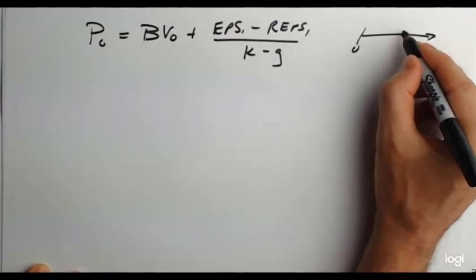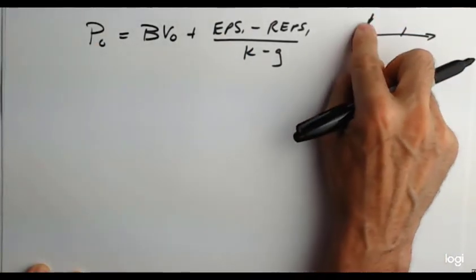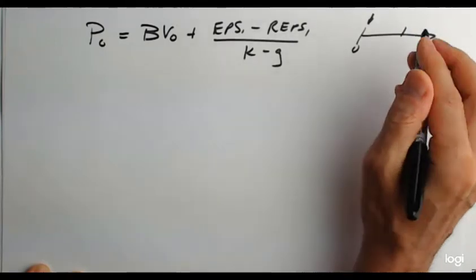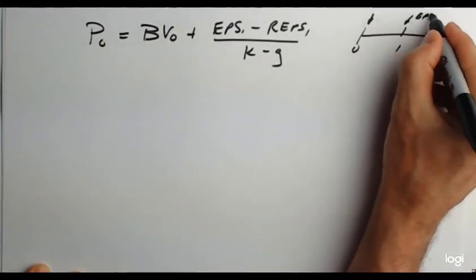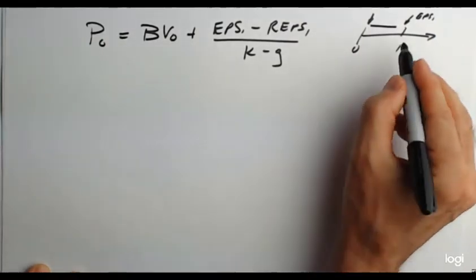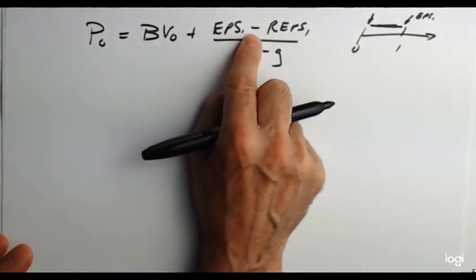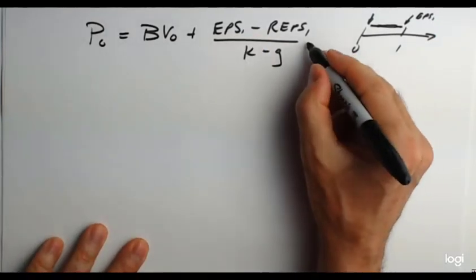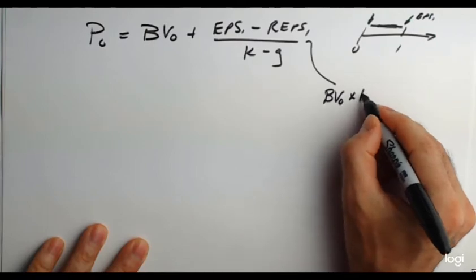So you basically have a timeline, price right here, time zero, and also book value at time zero. And then at time one, you get the earnings per share that cover this period right here. So that's the earnings per share. This is required earnings per share, and required earnings per share are equal to book value times K.